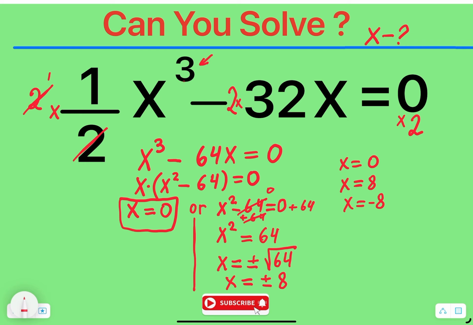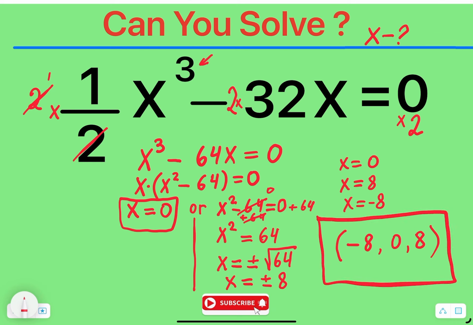If we plug them in and solve the left side, we have to get the answer 0. But mathematically, we write the answers inside of parentheses from least to greatest, which is negative 8 as the smaller one, right? Then 0, and then positive 8. This is the way we represent the answer after we solve the problem.